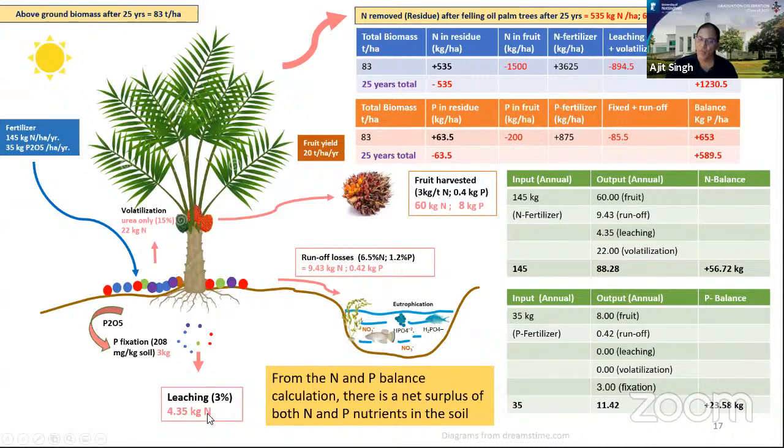So leaching is around 4.35. Okay, so at least 15%. This is something quite serious, volatilization. So at least 15% is lost from the system. It can be higher depending on how much fertilizer you have added. Normally we split fertilizer. Why? Because if you add too much fertilizer, then certainly you lose everything. So it's good to split so that very little will be lost.